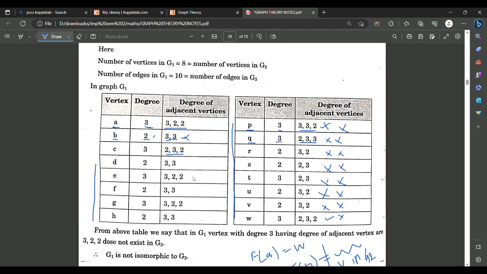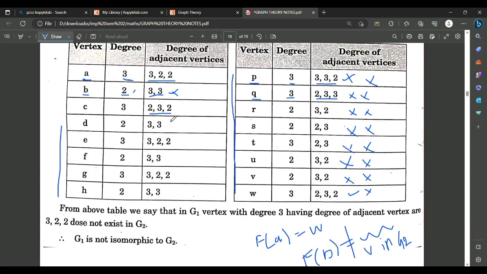Now here similarly, if we see here, it is again a vertex of degree 3 and the degrees of adjacent vertices are 3, 3, 2 and 2. Here again we will find such a vertex that has a degree 3 and adjacent vertices with degrees 3, 2, 2. Now we can't take this as f of a is equal to w.